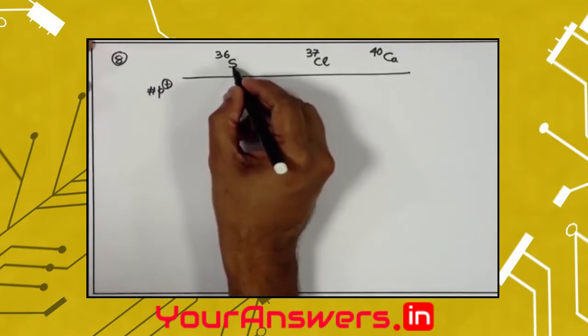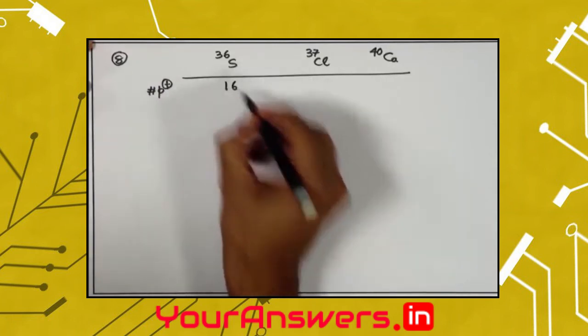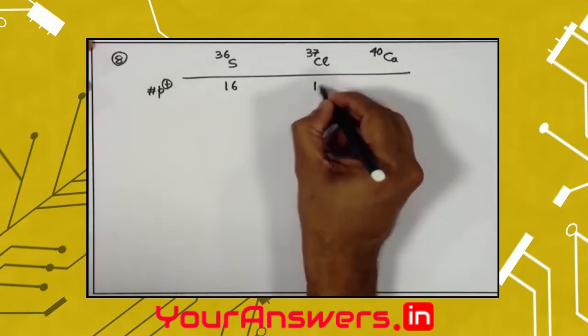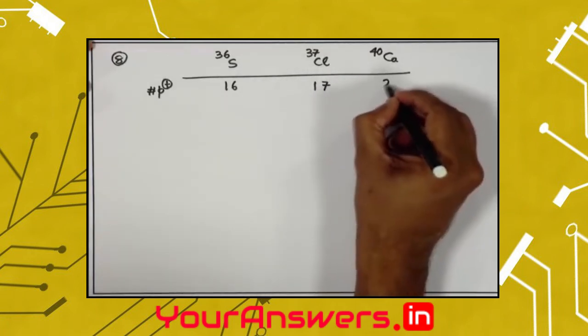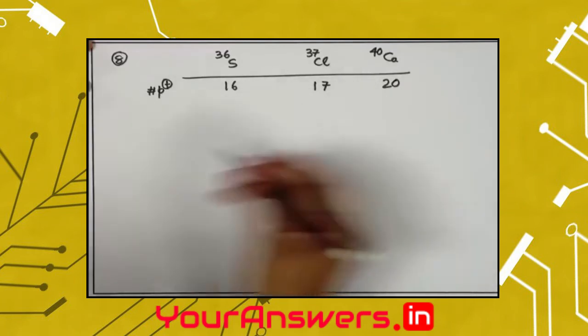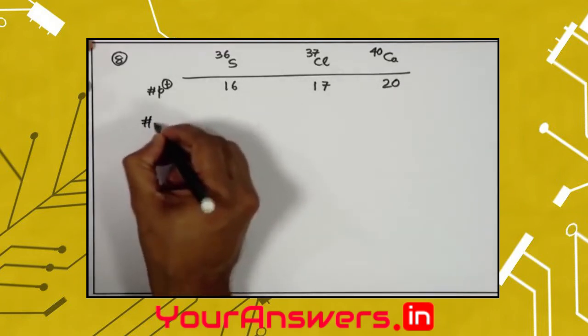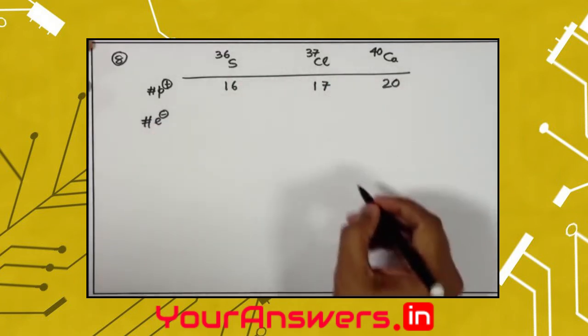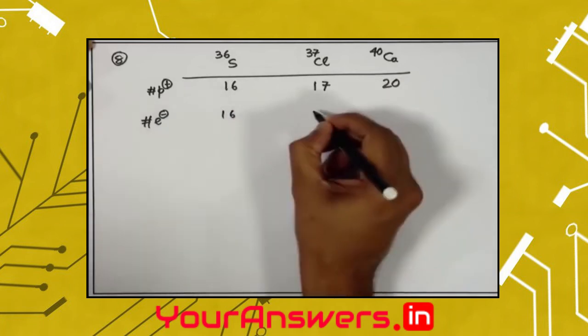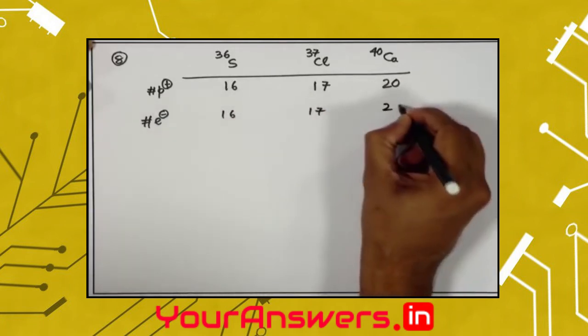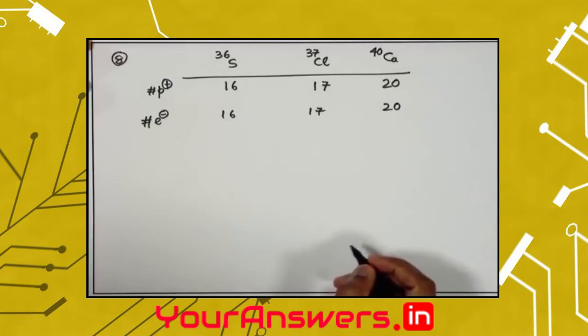In this case, it is sulfur, number of protons are 16, chlorine, number of protons are 17, calcium, number of protons are 20. I know this from the periodic table. Number of electrons, since all three species are neutral, number of electrons are equivalent to the number of protons, otherwise they will be charged.